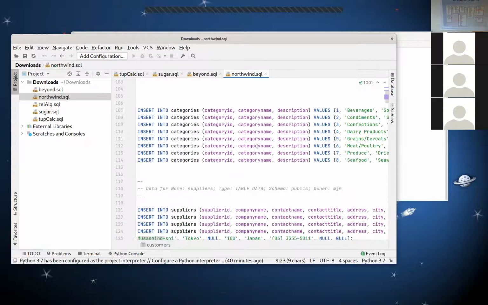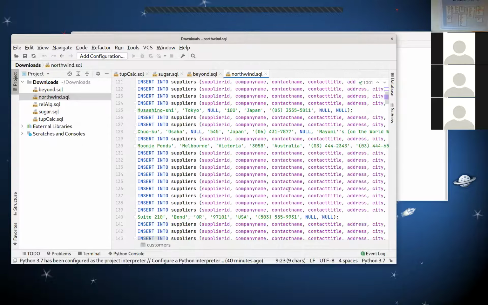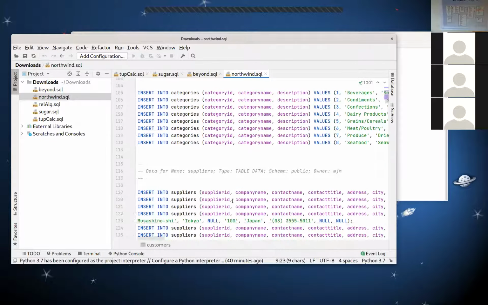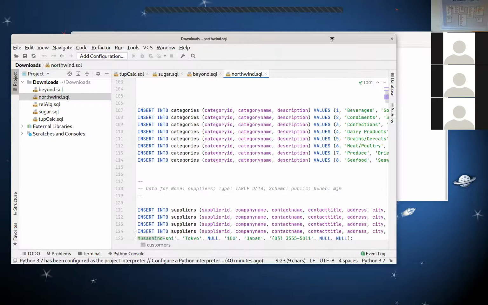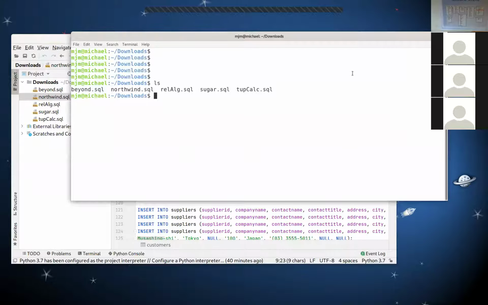Now what we have down here is the thing that's going to build up the database. These are the actual insert statements that are going to build up the database. So we have beverages, condiments. We have the basic categories here, and then we're going to have all the other stuff here as well. So let's go back here and do the following.